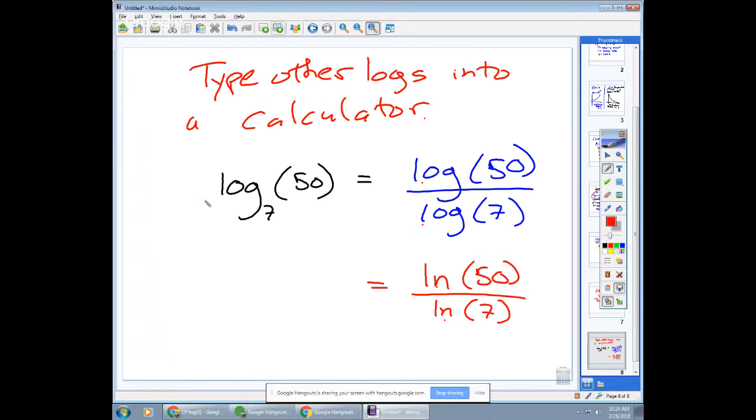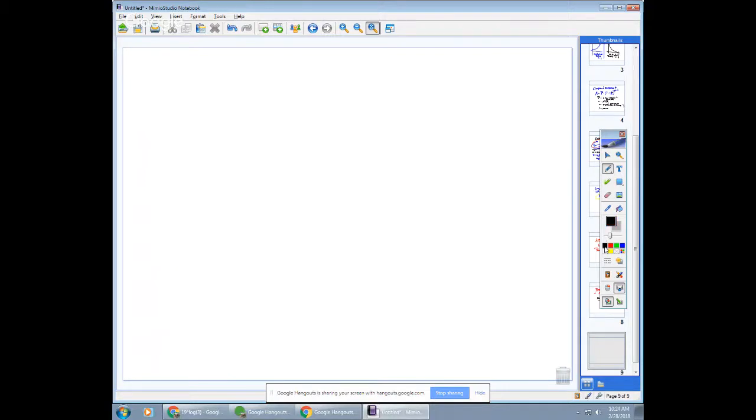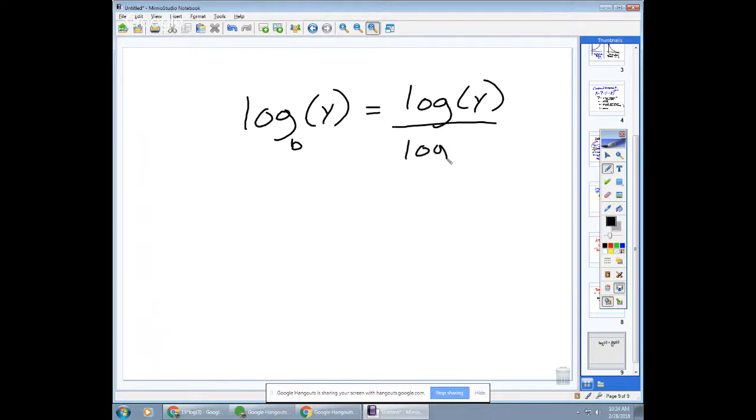All right. So I can just rewrite that in general. Log of any base with a target of, say, y, can be rewritten as log base 10 of y over log base 10 of the old base. And feel free to replace log with natural log. This is also referred to as the change of base formula.